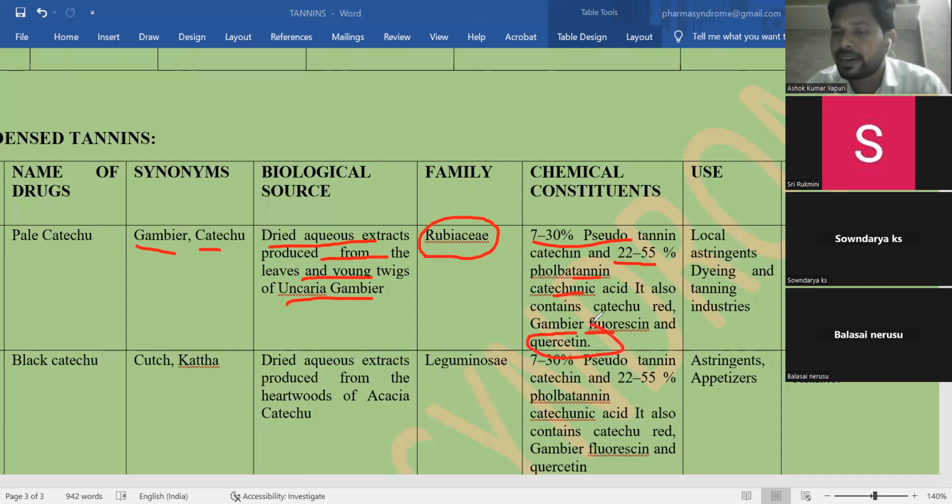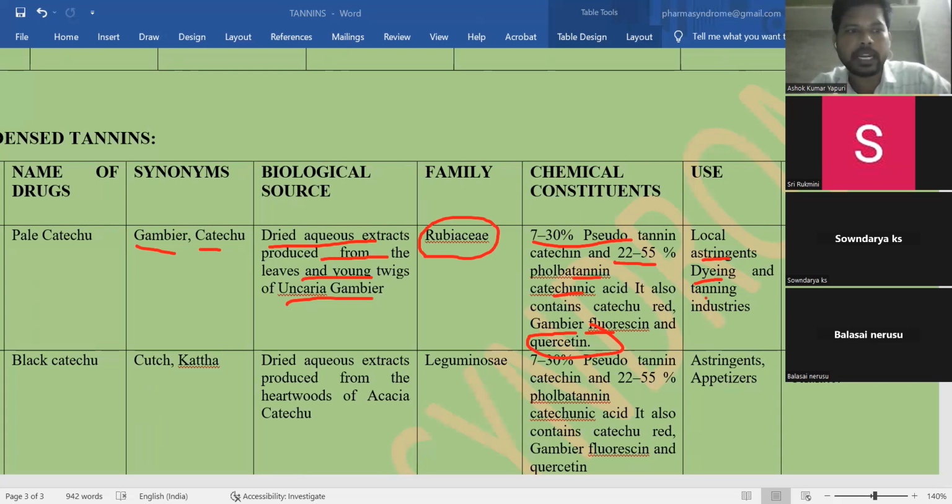So these are a little bit confusing chemical constituents. Generally there are tannins, phlobatannins like that. The use can be as a local astringent and dyeing agent, as well as a dyeing agent in the tanning industries. And especially pale catechu gives a positive test for the stick test, that is the matchstick test. Next, black catechu.